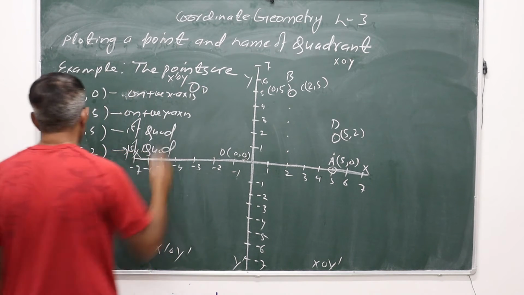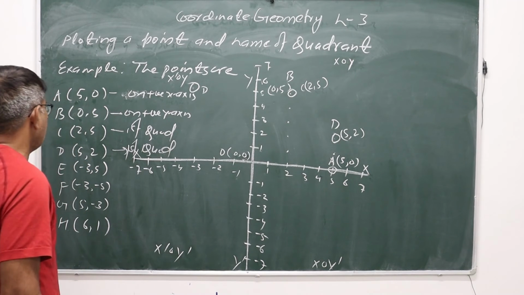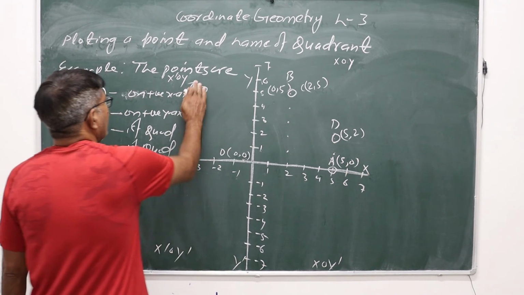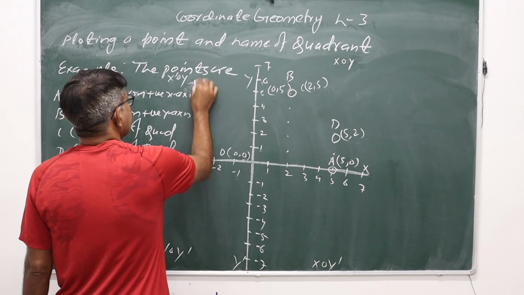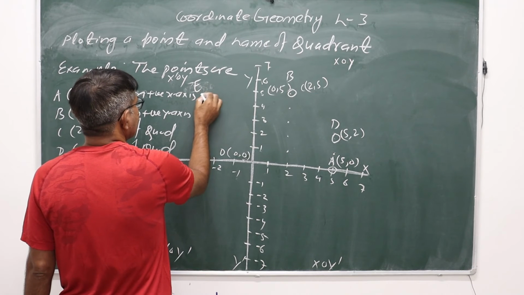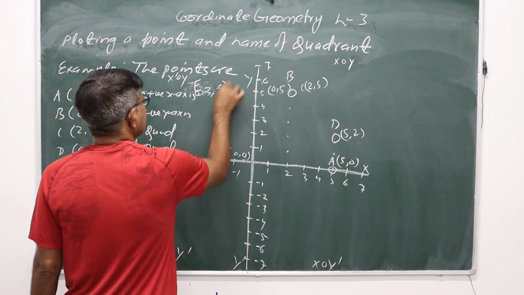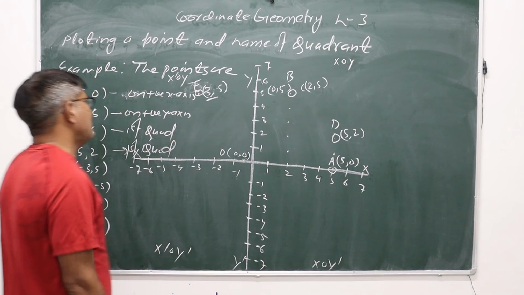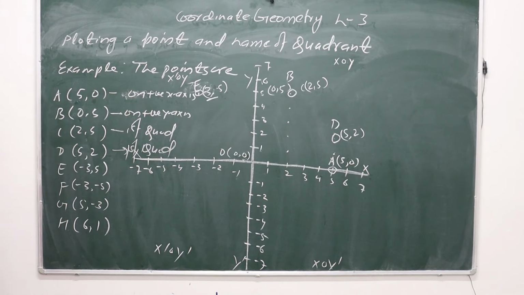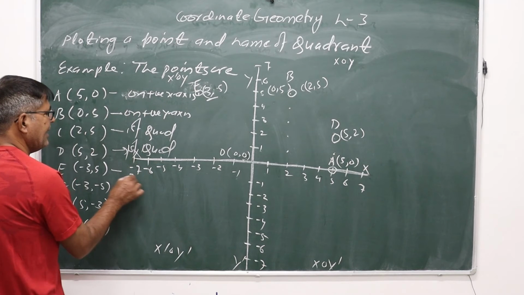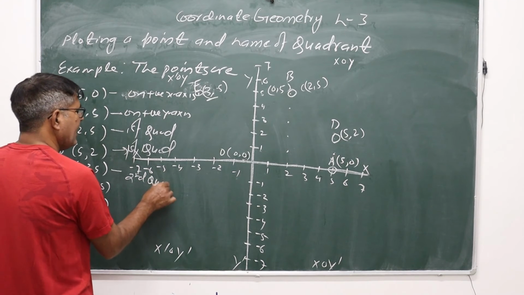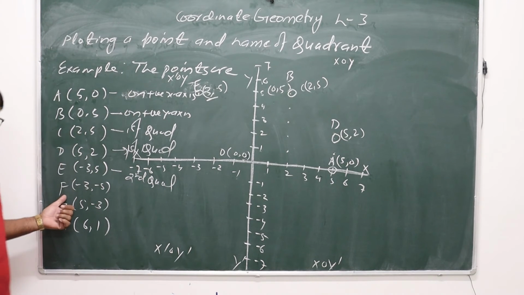This is the E point, (-3, 5). The abscissa is minus 3 and the ordinate is positive 5. So this lies in the second quadrant. Okay.